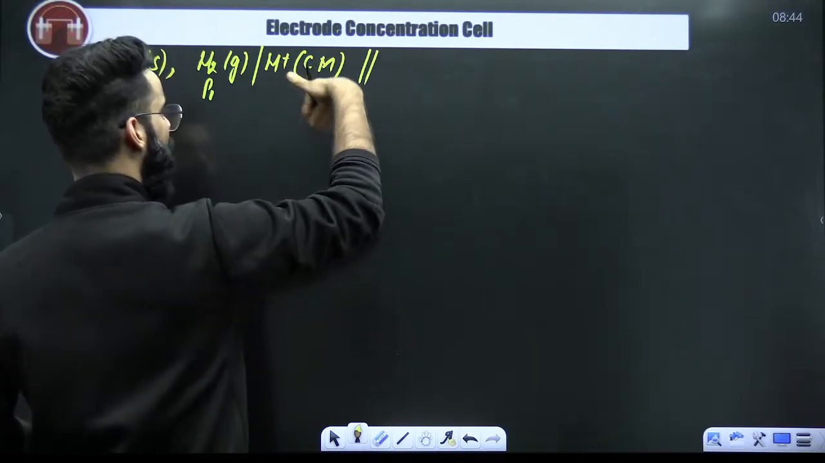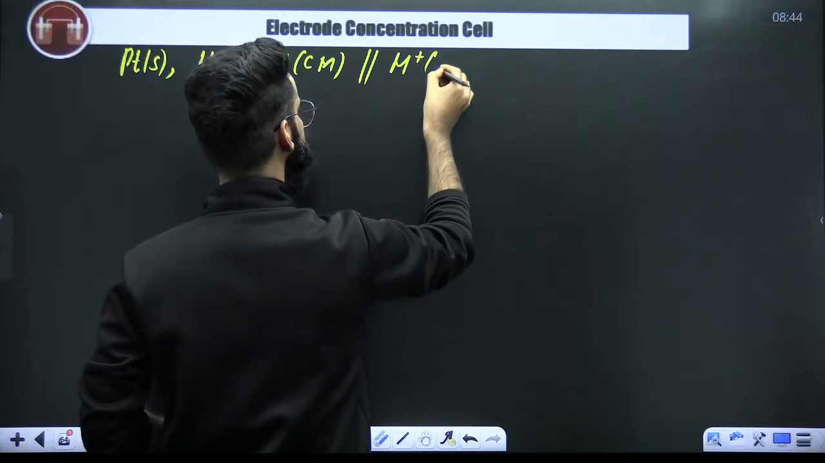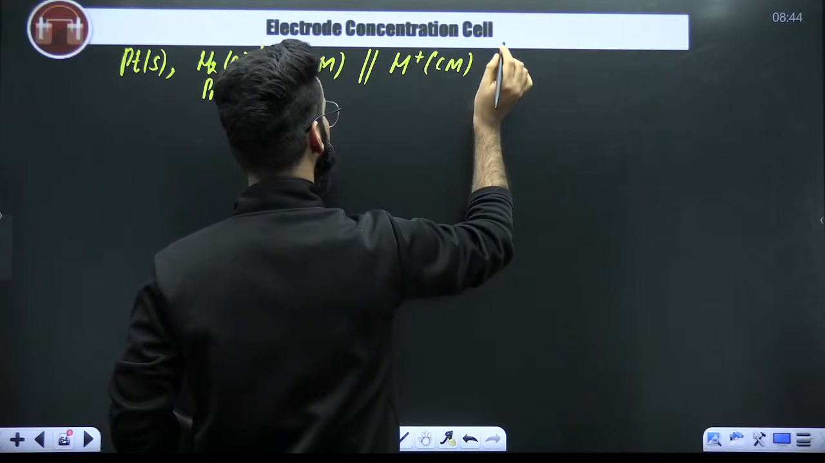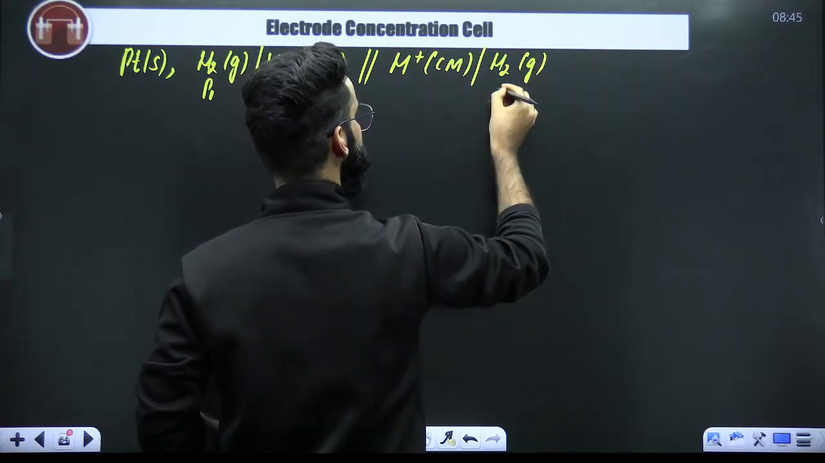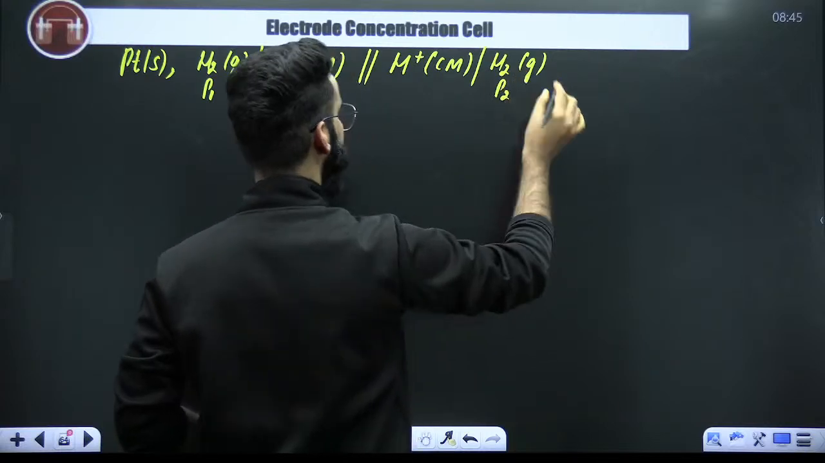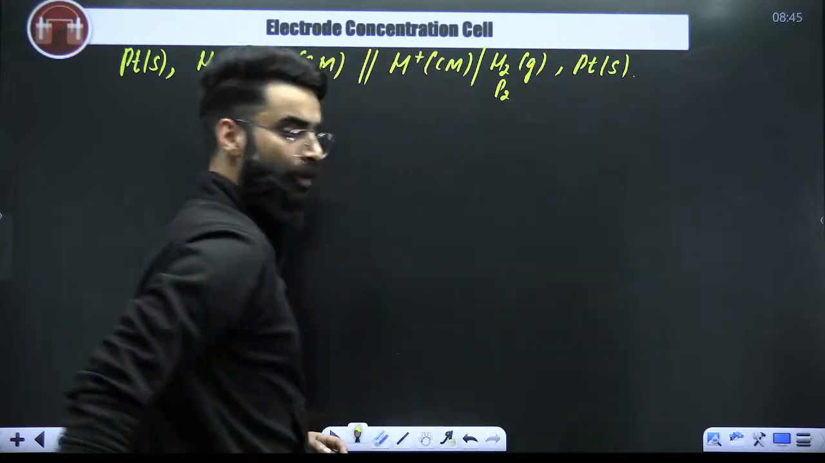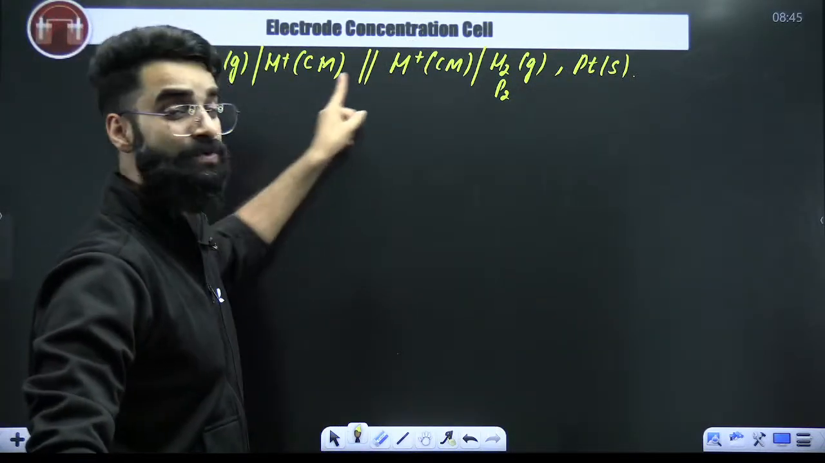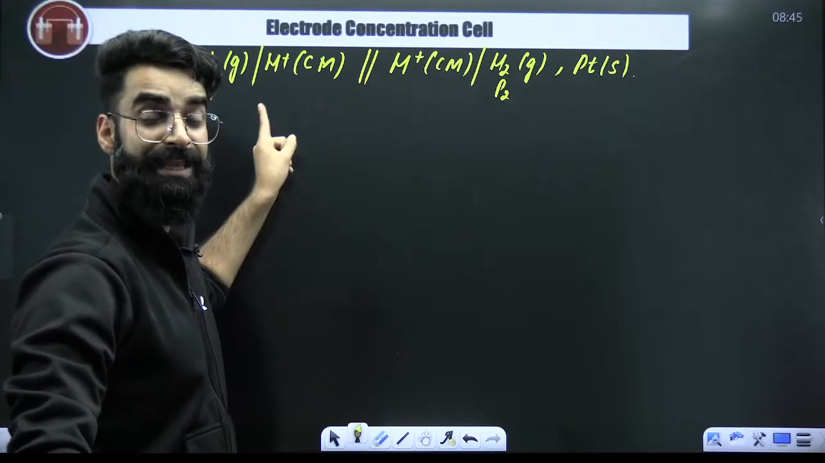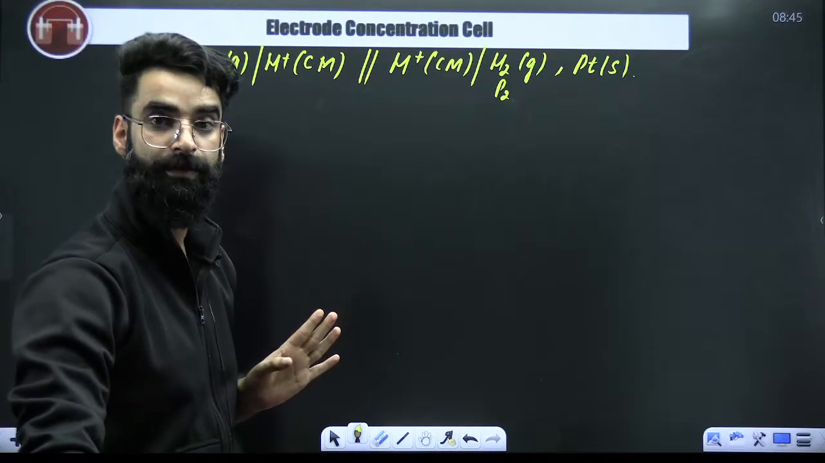This is the salt bridge. On the right side, I'll be writing cathode. Let's say in the cathodic container, there are H positives, whose concentration is C molar, right? That is getting converted into H2 gas. And the partial pressure of H2 gas here, I'm keeping as P2 bar. And here I'm using again the platinum solid. Look at this particular cell carefully. In this particular cell, again, you are using two same electrodes. So it is the concentration cell. Its E cell has to be 0.